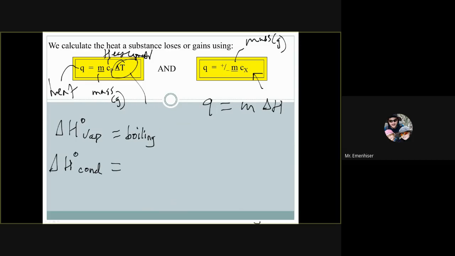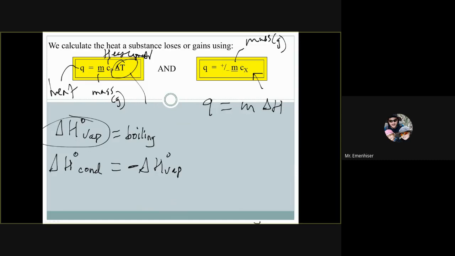Vaporization is going from the liquid to the gas. Condensation is going from the gas to the liquid. Kind of what your soda does when it sits there for a while. And so that's a negative delta H of vaporization. And so if you look on a table or in the problem, they will usually tell you the delta H of the vaporization. They have to. So that's a value that we're going to be given.